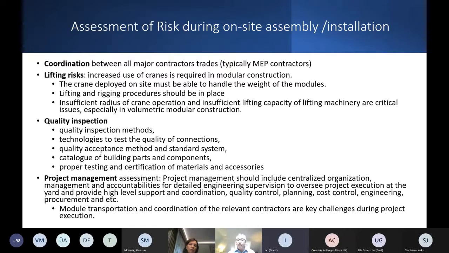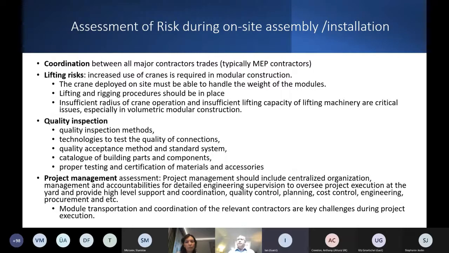What technologies are there to test the quality of the connections, especially whether they are services or the construction connections? The quality acceptance method, the standard system, the catalog of building parts and components, the proper testing and certification of the materials and the accessories. Who's doing that? How is it being done? How frequently is it being done? These are questions for the risk engineer to always look into and make sure that they are happening.